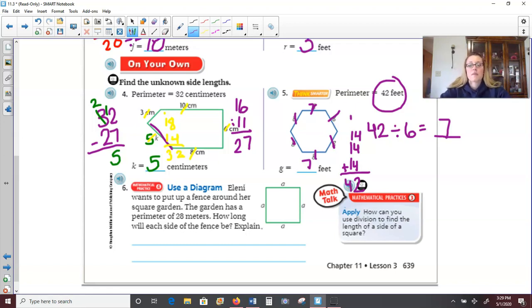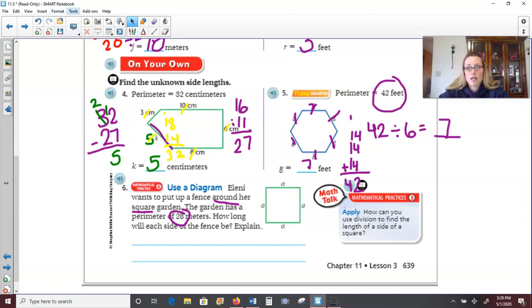Good with that. Okay, number 6, mathematical practice, use a diagram. Eleni wants to put up a fence around her square garden. Those are key words that we're talking about, perimeter. The garden has a perimeter of 28 meters. How long will each side of the fence be? Okay, easy peasy. We've done this problem before already.